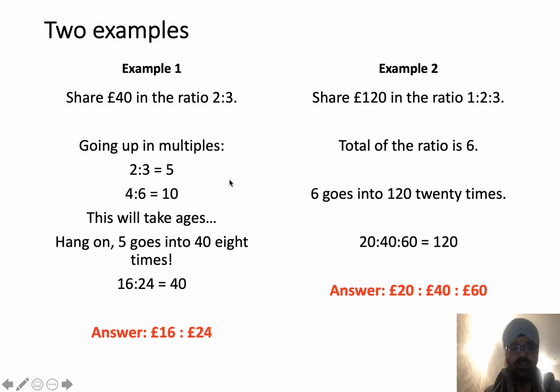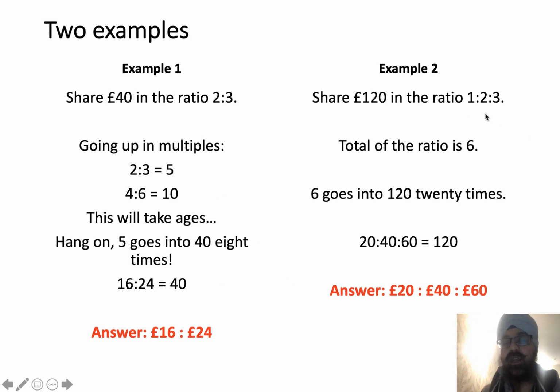So you are basically adding the ratios up. Okay, 40 divided by 5, that gives you one part. So 40 divided by 5 is 8. Sorry, my apologies. 8 times 2 is 16. 8 times 3 is 24, and that gives you 40.